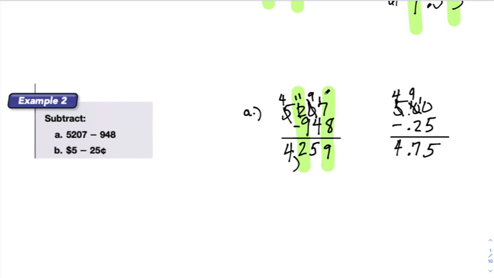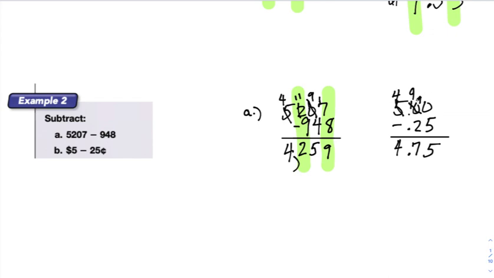So 17 minus 8, 9 minus 4. Now this 1 that was here had to borrow from this 5 to make it an 11. And so this 5 became a 4, and 11 minus 9 is 2, and 4 gets dropped down here.